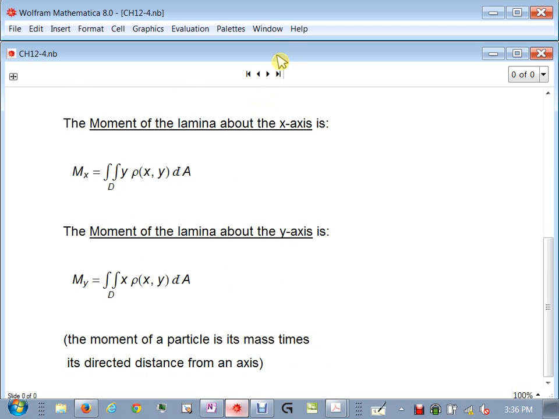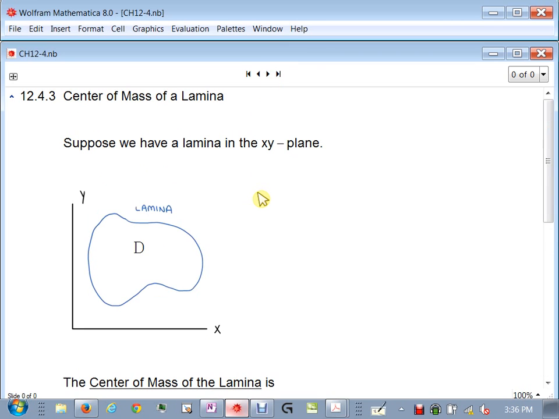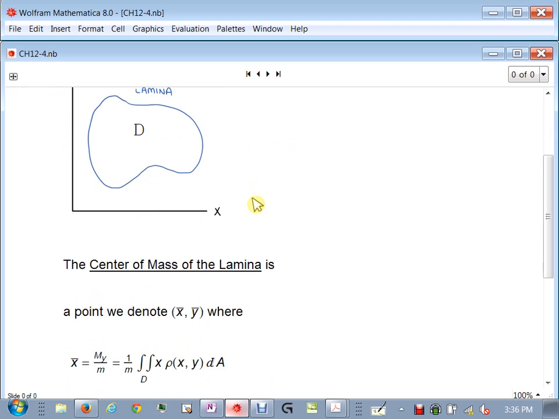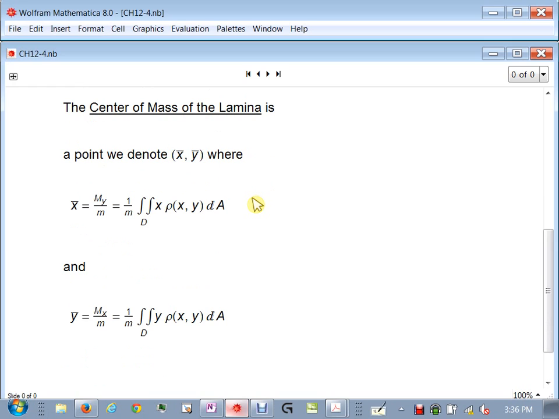So we'll use those formulas. But then from that, using those two formulas, we can find the center of mass. And so the center of mass of a lamina is going to be this. It's the moment about the y-axis, which is the formula from before, divided by its own mass.